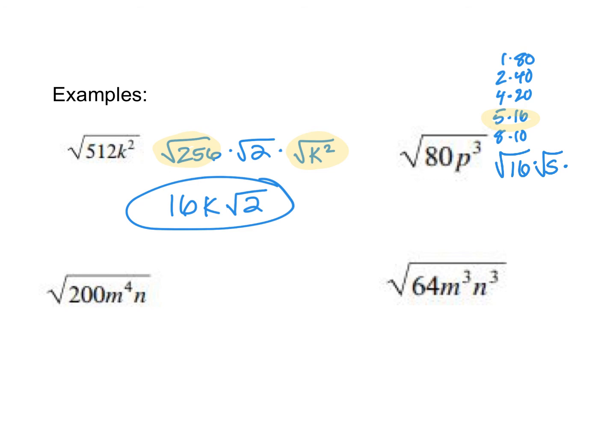And then that p to the third is not perfect the way it is, but I can break it into p to the second, which is perfect, and another p, because 2 and 1 would make 3. And so if I do that, what I end up with is this is perfect and this is perfect, and those 2 are not. So I'm going to break those down. Square root of 16 is 4. Square root of p squared is p. And everything that's left goes back under the radical. So 5 and p are under the radical together.